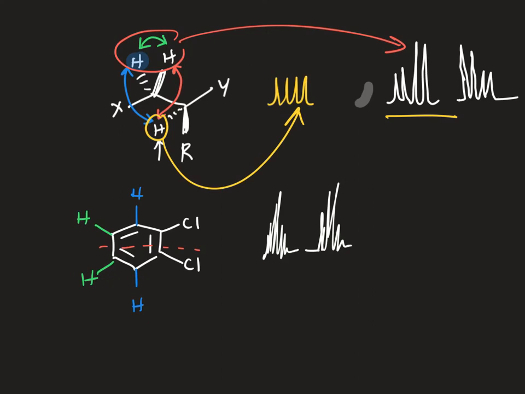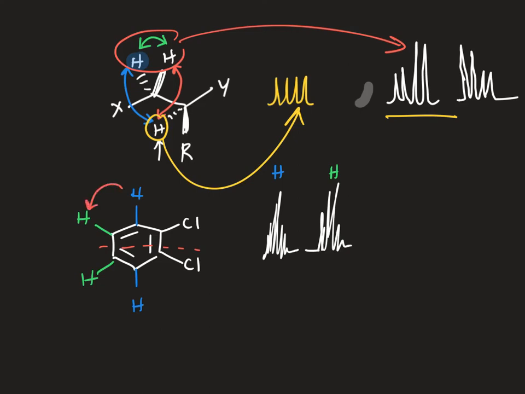And one of them is downfield from the other one because of its location. But the coupling pattern looks a lot more complicated for each of them than what you would expect. And here's the issue. You can be chemically equivalent, but magnetically inequivalent. And here's the reason why.